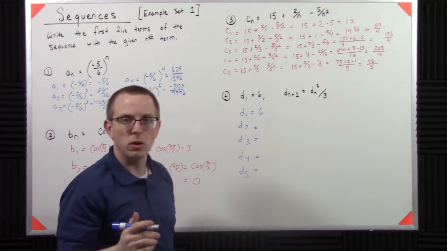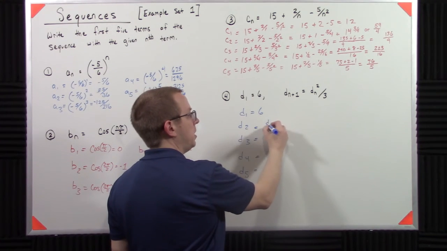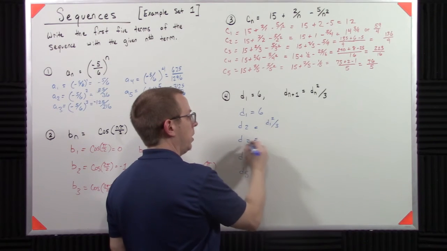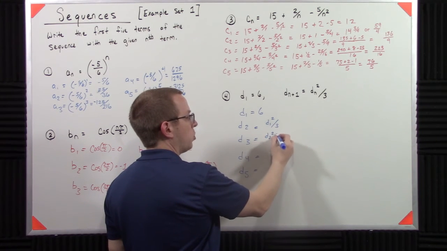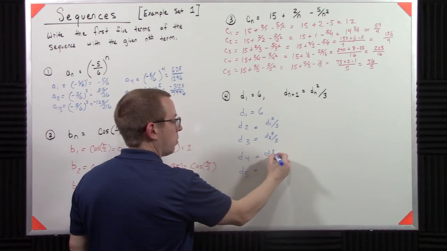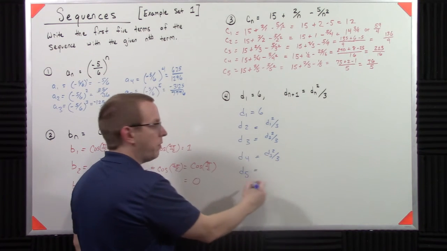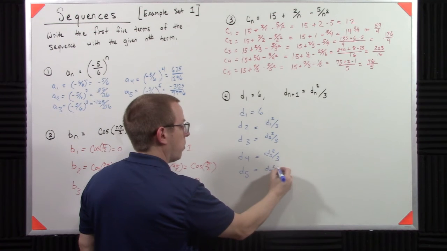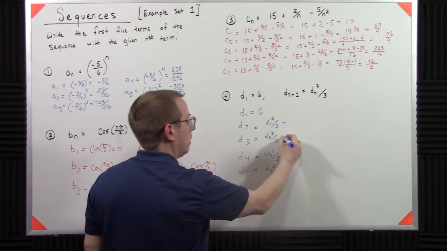So let's write this out a little more explicitly. D2 would be D1 squared over 3. D3 would be D2 squared over 3. D4 would be D3 squared over 3. And D5 would be D4 squared over 3.